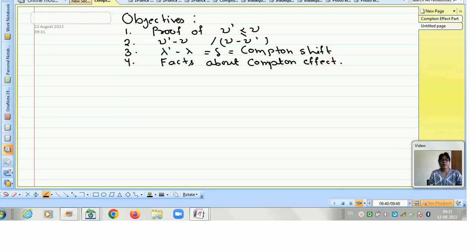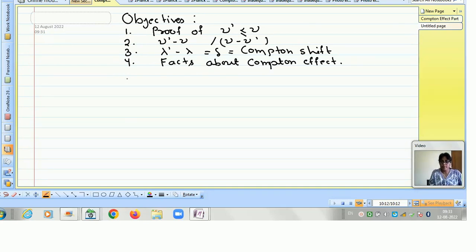So in this lecture, as I said earlier, this topic is a little bit lengthy, therefore I have divided the topic into two parts. In this lecture we will discuss these points, that is the proof that nu dash is less than nu and all these points, and in another part, which will be termed as Compton effect part 2, we will discuss the rest of the topic. So let us start this.